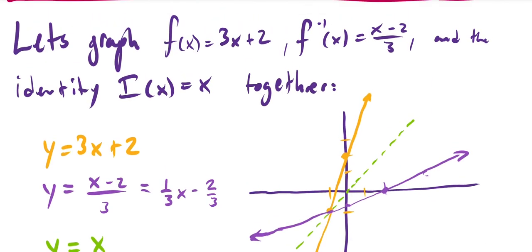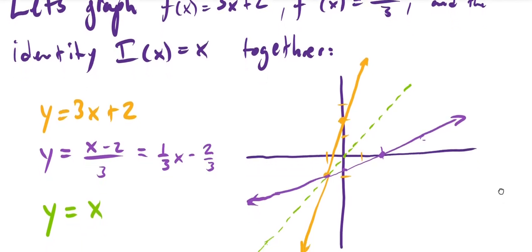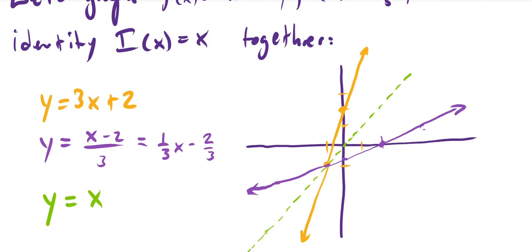Let's explore a little bit more about this example that we just found, that these two functions, 3x plus 2 and x minus 2 over 3, are inverses of each other. Let's plot those together with the identity function. Now, first of all, how do we graph them? These two are lines.